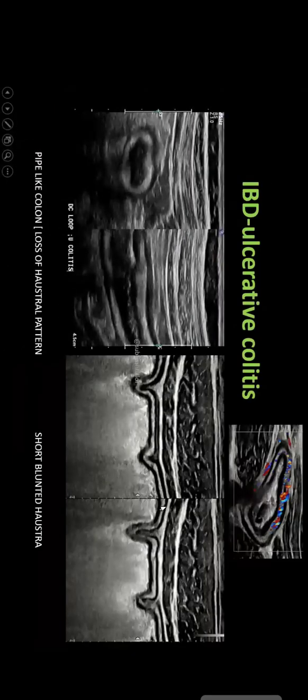This is what we have seen in that case, and this is another case, descending colon, a proved case of ulcerative colitis. But here the picture is different. There is slight wall thickening present, but not very much, as it is increased as compared to this case. But haustral pattern is totally lost. So it is a pipe-like descending colon. There is complete loss of haustral pattern in this case, whereas the haustral pattern is blunted and reduced in number in this case. So both are proved cases of ulcerative colitis.